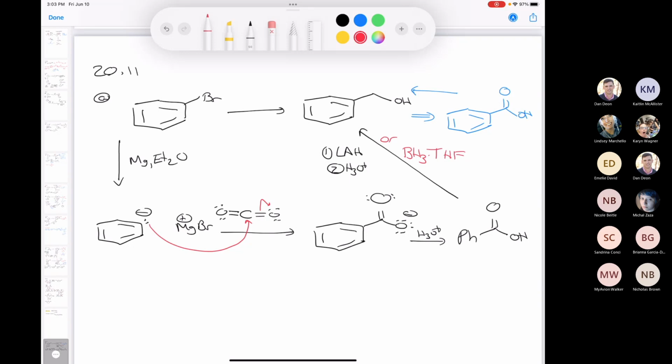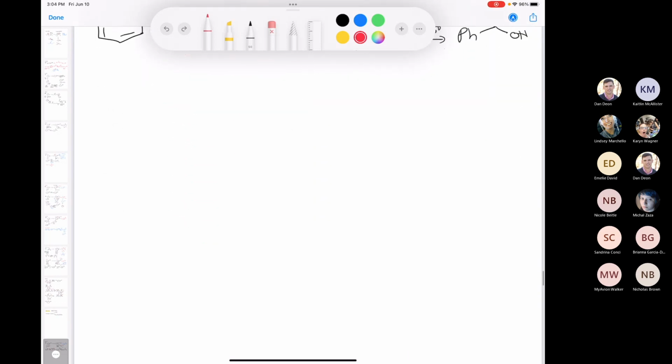Either way works. You're going to see this reaction come up quite a bit in organic chemistry, this whole making a carboxylic acid using a Grignard reagent. Let's try the next one. The next one's going to be a little different, isn't it?